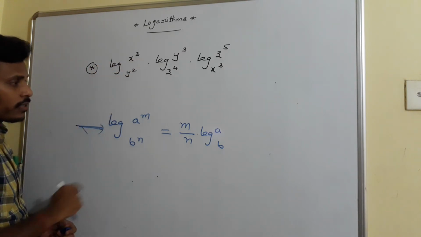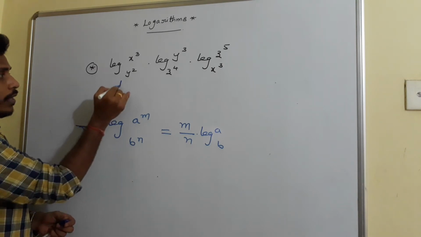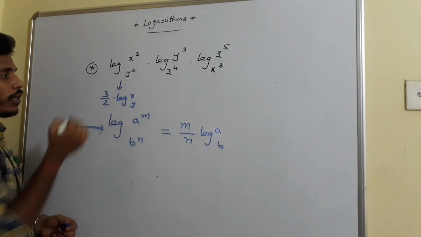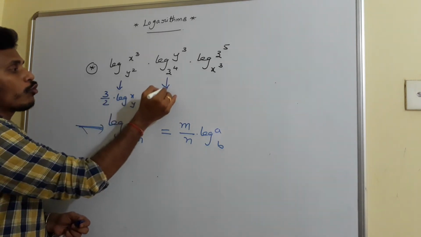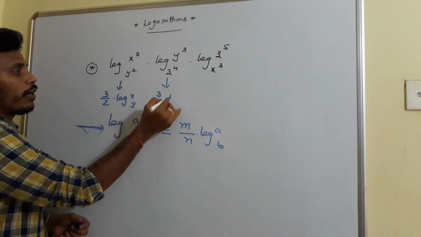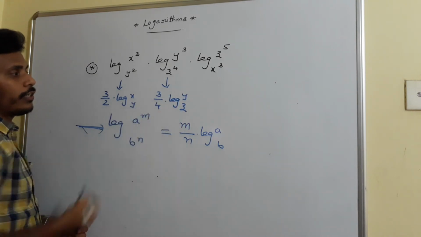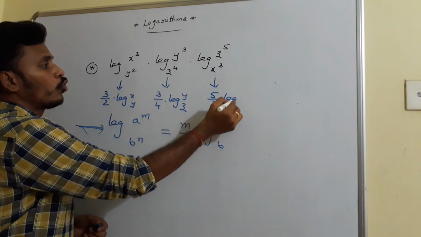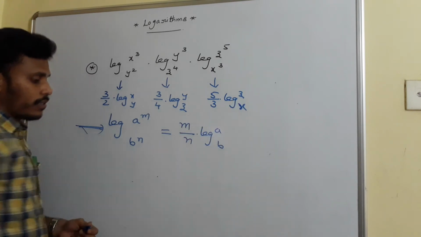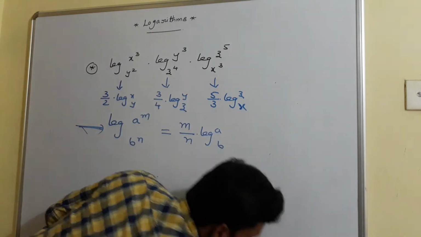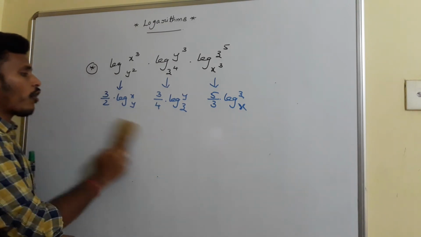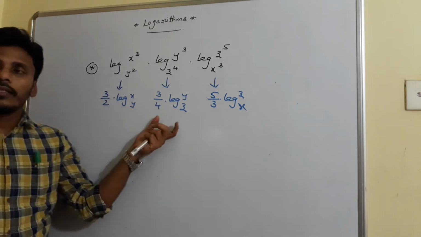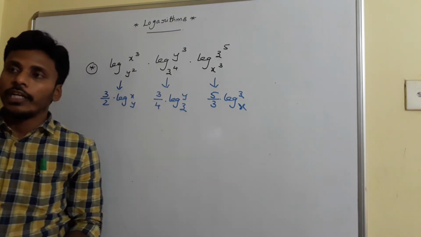So it can be written as 3 by 2 into logarithm of x base y, right? And this log y cube base z power 4 can be written as 3 by 4 into log y base z. And this z power 5 and x cube can be written as 5 by 3 into logarithm of z base x. Just observe it. With the help of this law, we are rewriting that as 3 by 2 into log x base y, 3 by 4 into log y base z, 5 by 3 into log z base x.